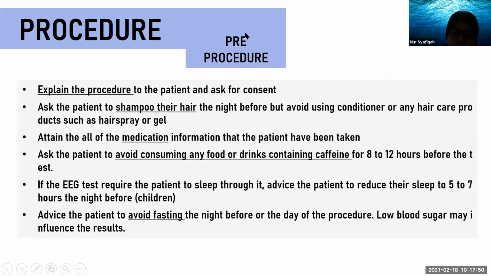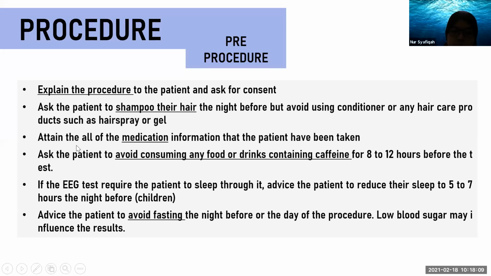So next is the procedure for EEG. For the pre-procedure, first we need to explain the procedure to the patient and ask for consent, and also ask the patient to shampoo their hair, but avoid using conditioner or any hair care products such as hairspray or gel, because this can interfere with the EEG result.